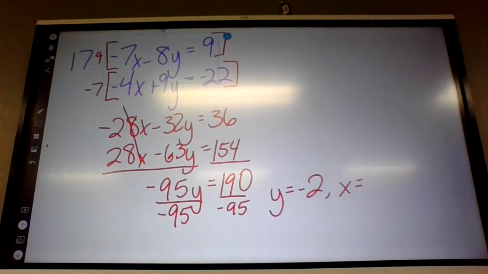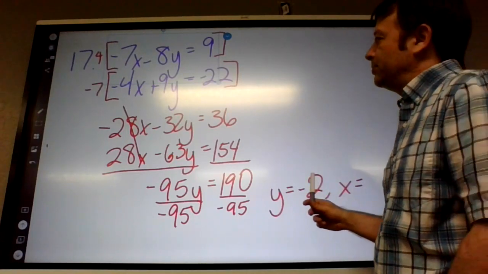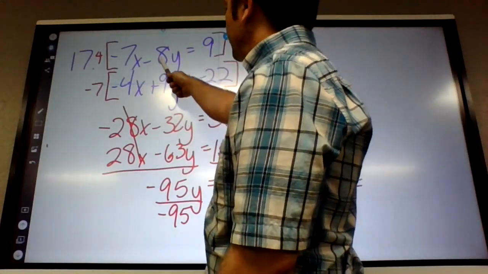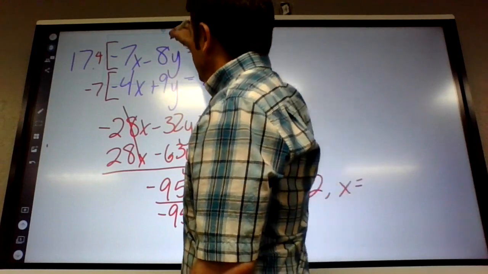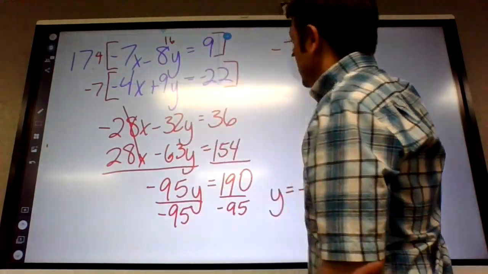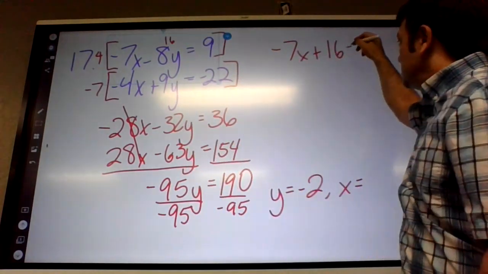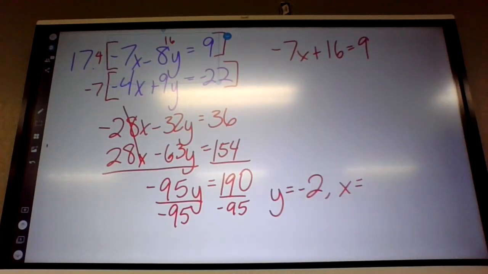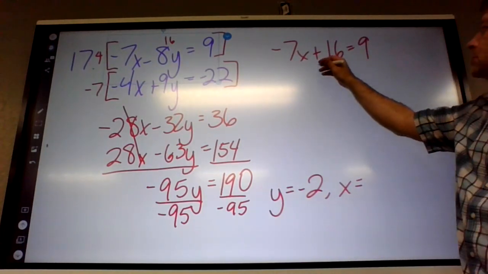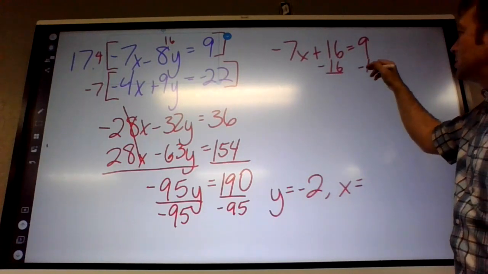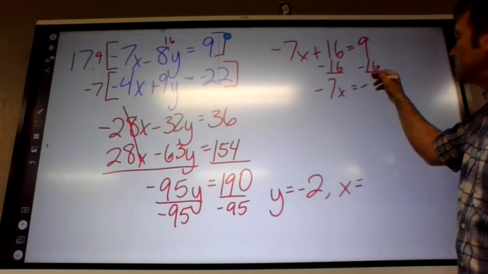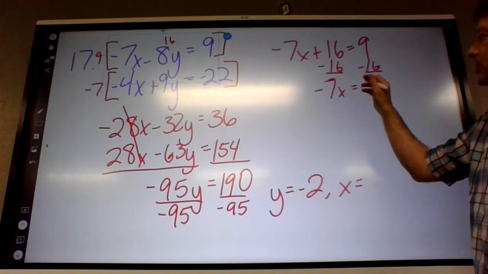Okay, and if I plug -2 somewhere, let's go on the top. -8 times -2 is 16. So -7x plus 16 equals... negative divided by negative is positive.